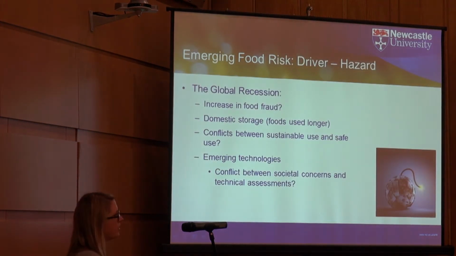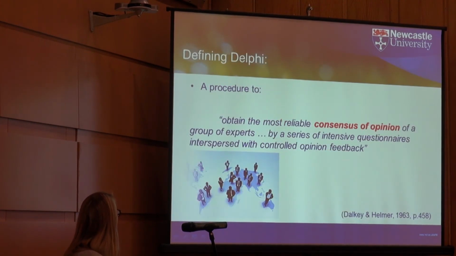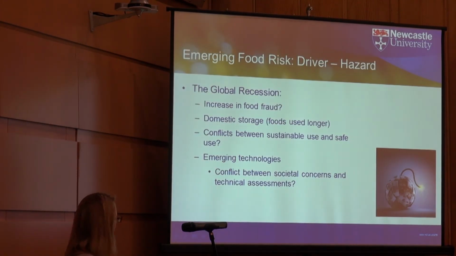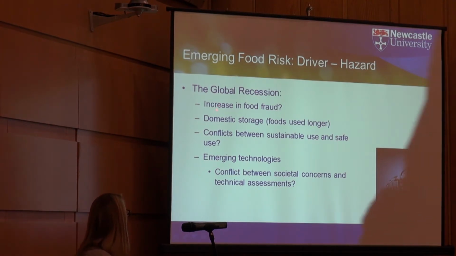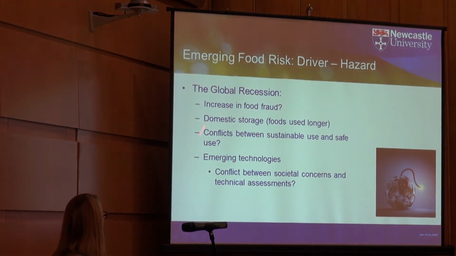So what I also wanted to consider was how a driver then causes a potential food safety hazard. If we take the example of the global recession, we can see that this has significant likelihood of increasing potential for food fraud, which was highlighted by the horse meat scandal. It also has implications for domestic storage, so at a consumer level, the way that consumers are handling and storing their food, potentially storing foods for longer than is recommended. It also creates conflicts between messages around sustainability and safe use, so the consumer is left with conflicting messages.